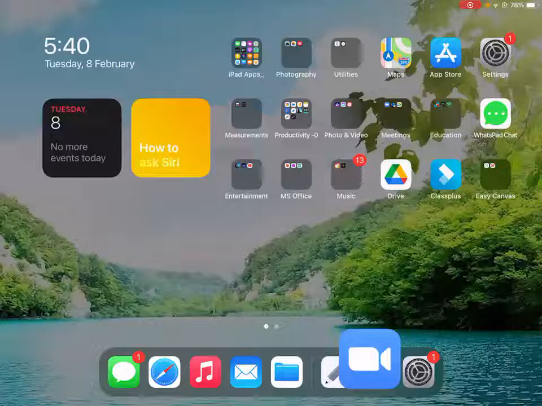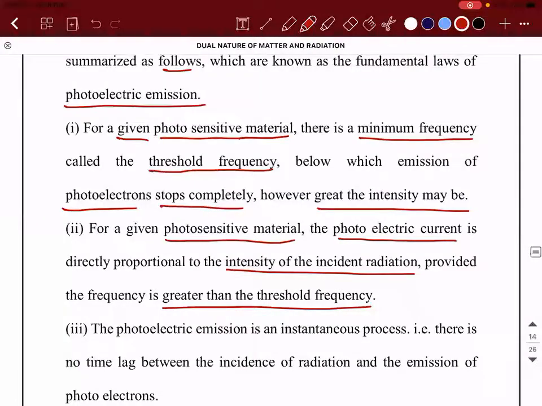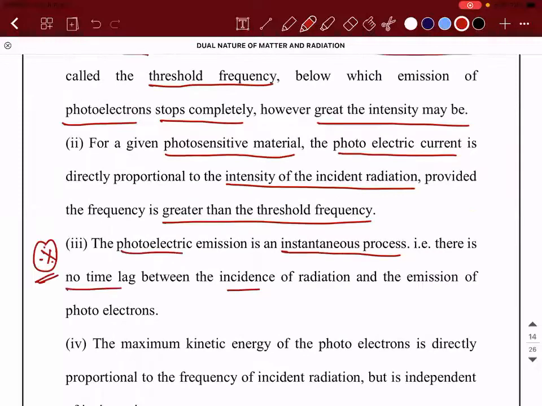Next, it is important that photoelectric emission is an instantaneous process. That is, as soon as light falls on the surface, if it is crossing the threshold frequency, the electrons are said to get ejected out. So there is absolutely no time gap between the incidence of radiation and the emission of photoelectrons.